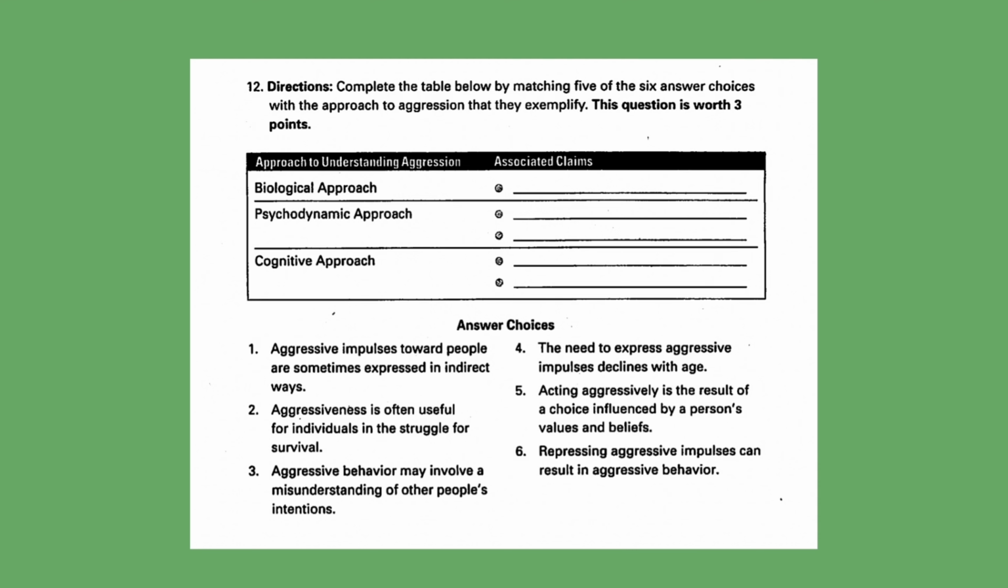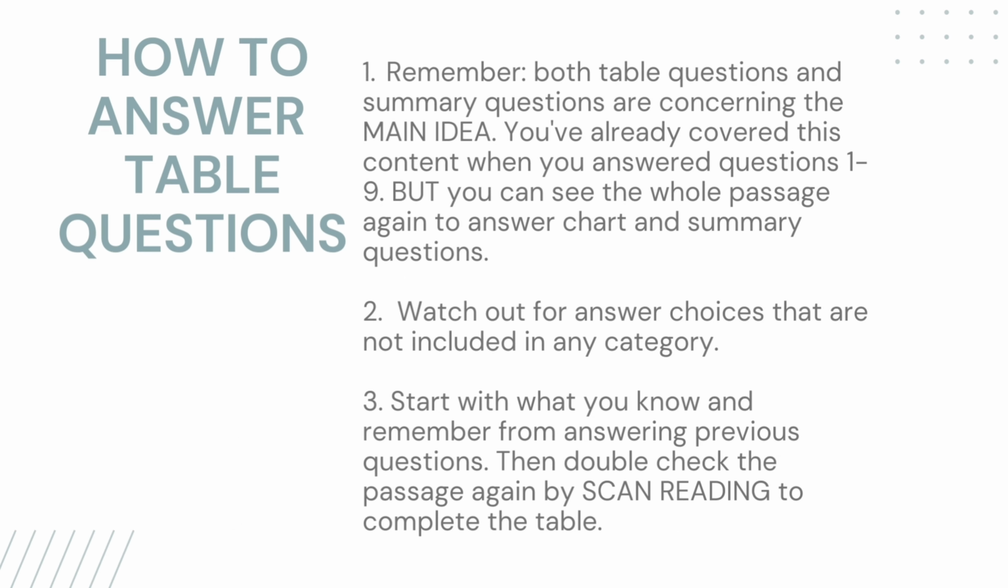the correct categories. It's very important to remember that with summary questions and with table questions, the order does not matter. So, for example, cognitive approach has 2 options there. It doesn't matter the order that you put those 2 answers, as long as you put the 2 answers that are correct. How to answer table questions. Remember, both table questions and summary questions are concerning the main idea, and you've already covered this content when you answered questions 1 through 9.